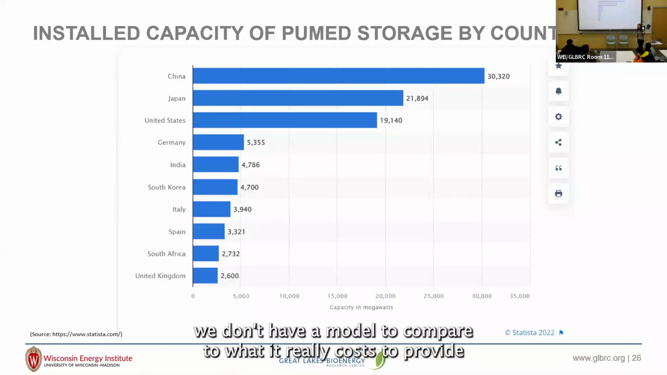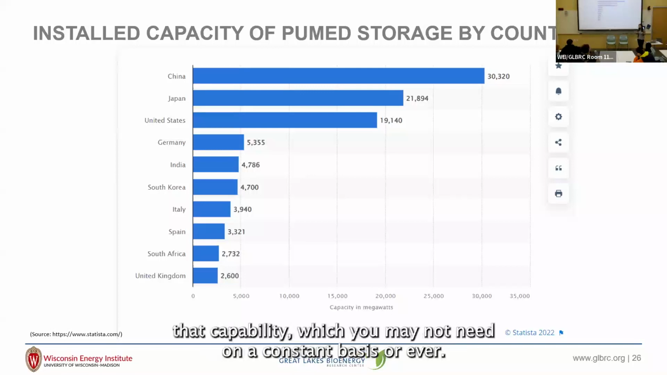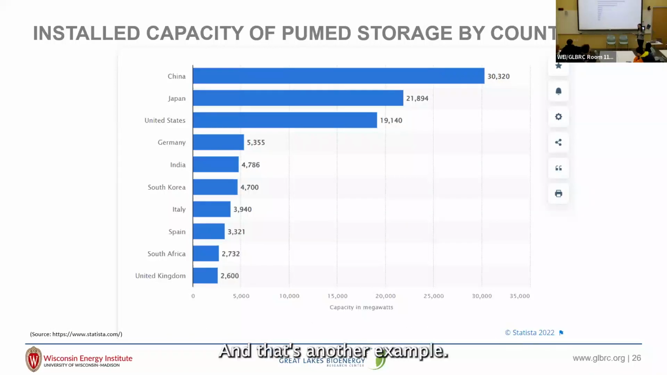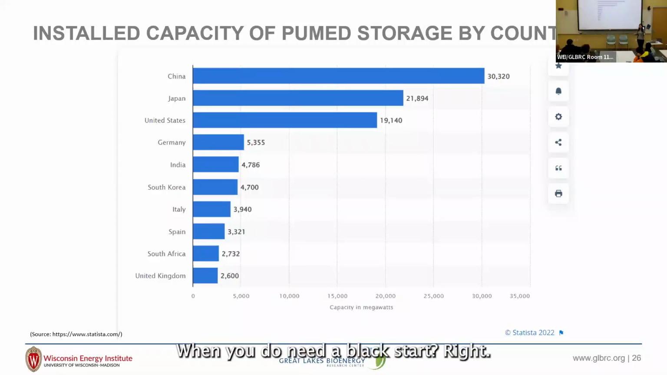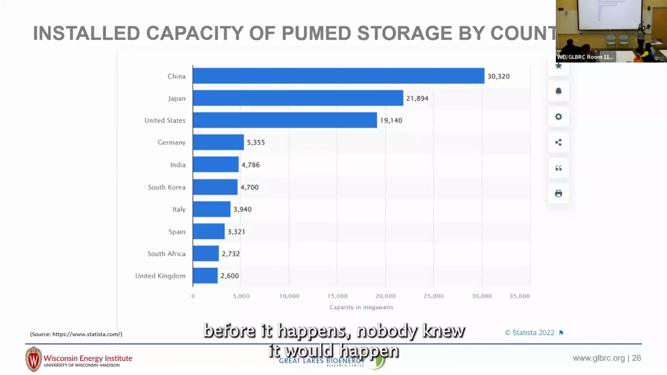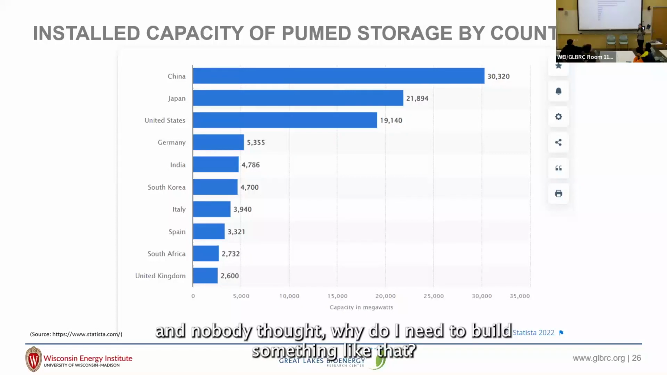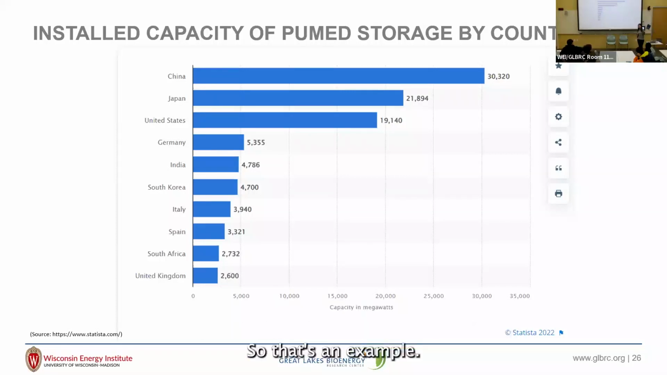We don't have a model to compare to what it really costs to provide that capability, which you may not need on a constant basis or ever, like black start, and that's another example. When are you gonna have those large scale power outages when you do need a black start, right? How many times have we seen the big winter storm happening in Texas? Once in our lifetime, right? And before it happens, nobody knew it would happen and nobody thought, why do I need to build something like that? So that's an example, right? So those are all realistic challenges.